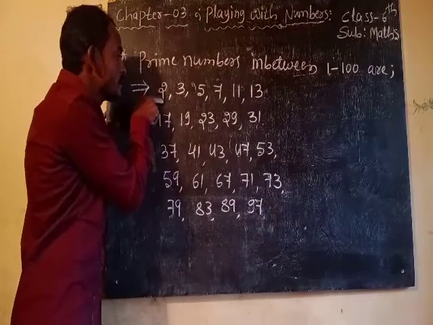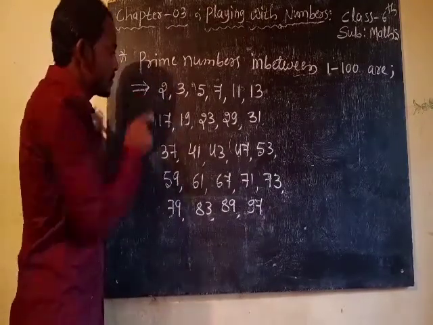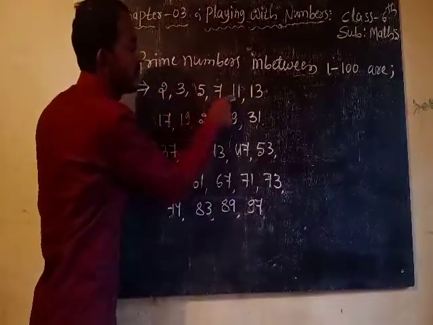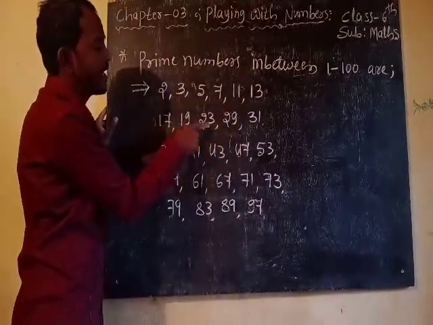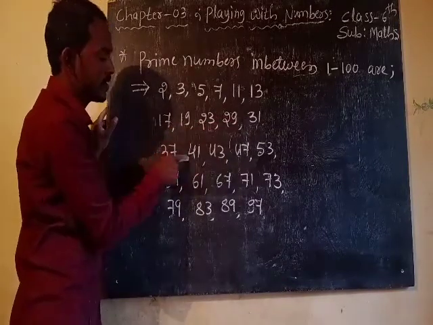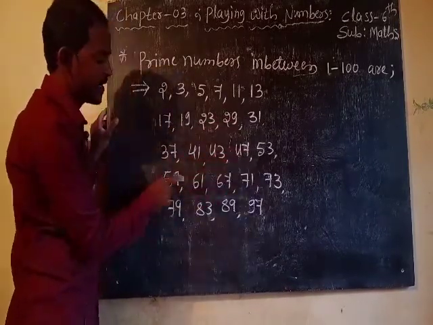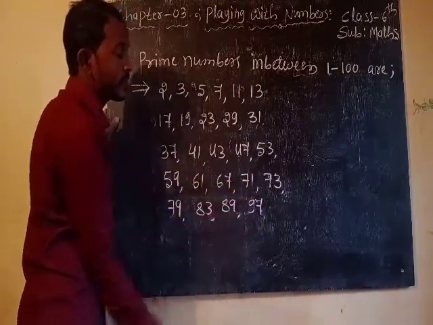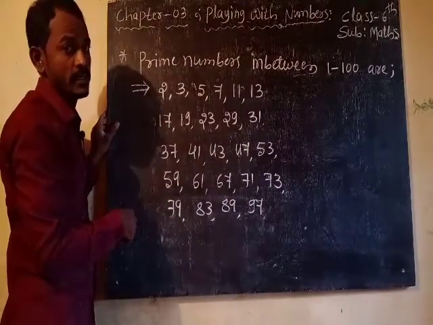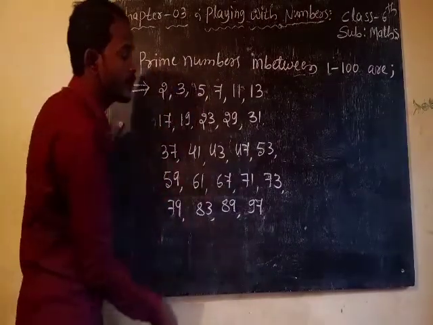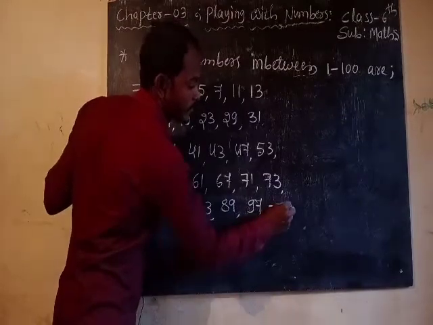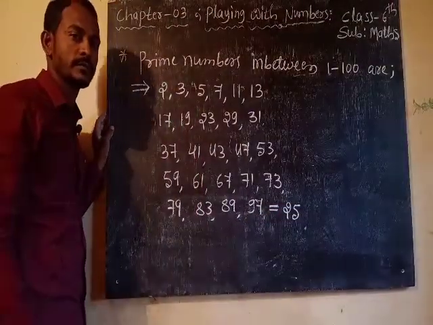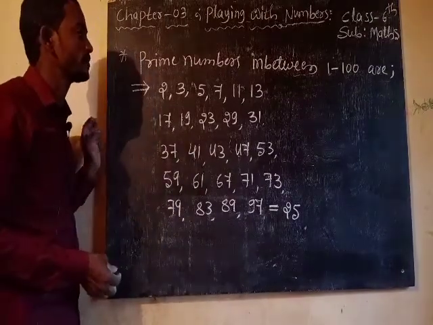Okay, just count. 2 is the first, smallest prime number. So 1, 2, 3, 4, 5, 6, 7, 8, 9, 10, 11, 12, 13, 14, 15, 16, 17, 18, 19, 20, 21, 22, 23, 24, 25. So the total number of prime numbers between 1 to 100 is 25. Just write down.